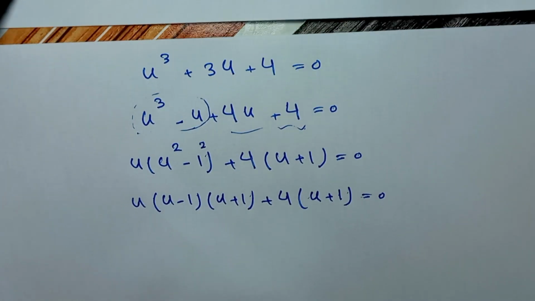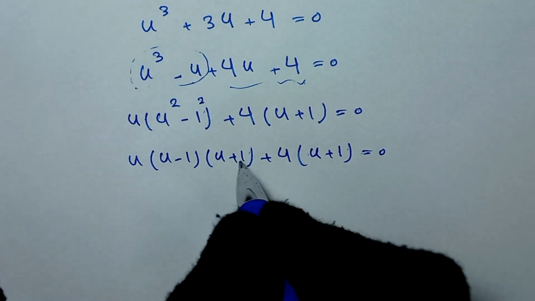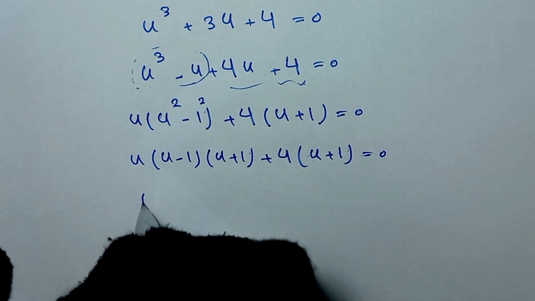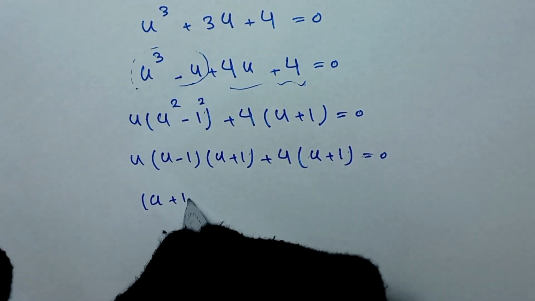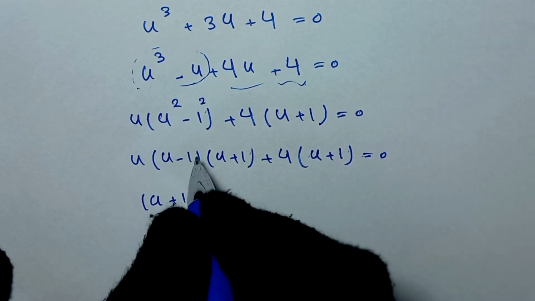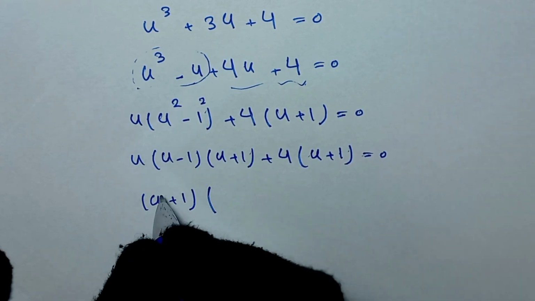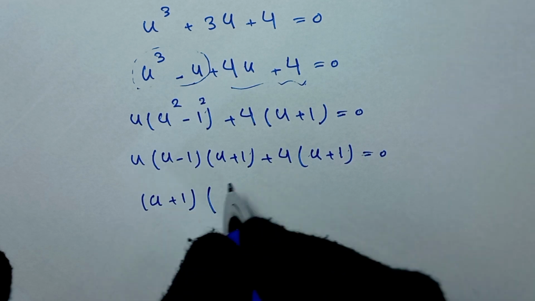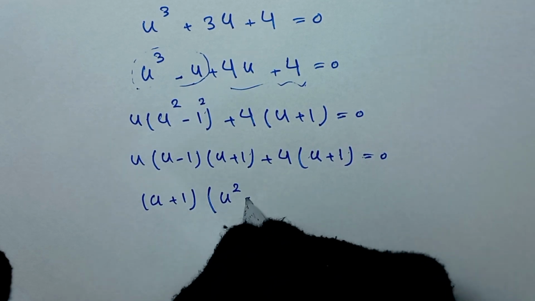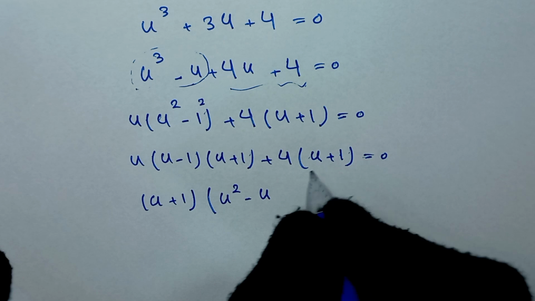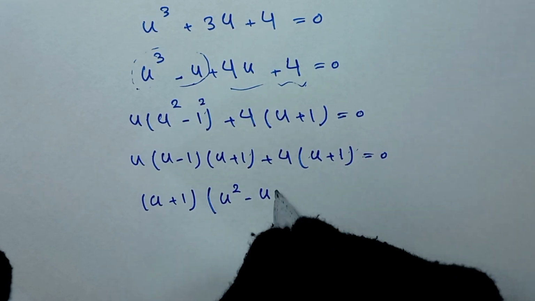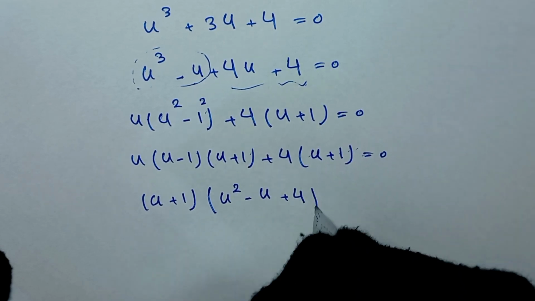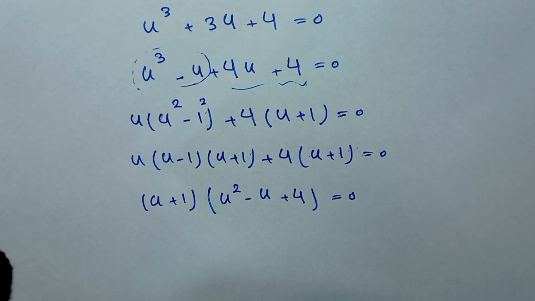And in next step, we factor u plus 1, so it will be u plus 1. In here, this divided by this, it will be u times u minus 1, right? So u times u minus 1, it will be u squared minus u. And here, this divided by this, it will be 4. So we have positive 4 is equal to 0.